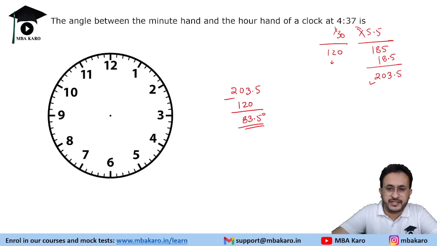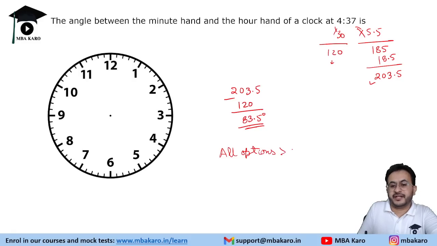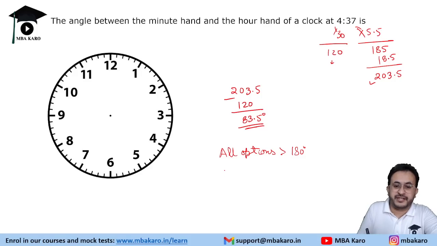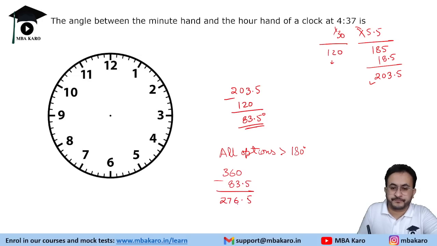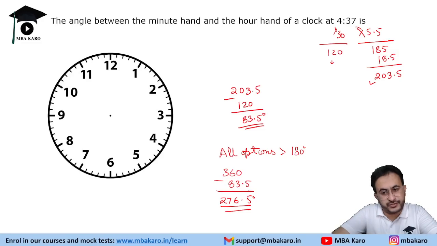Say for example, if you solve this previous question and the options were greater than 180, that means you will subtract from 360. Suppose instead of giving 83.5, all options are greater than 180. Now students might say the question is wrong, right? That is not wrong. So that might trick you. Although rare, you can be tricked. So we will subtract from it. So we will get 276.5 degrees. So if they ask this way, you should be able to answer it.